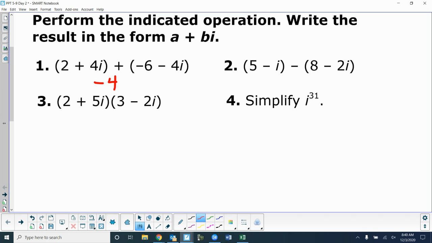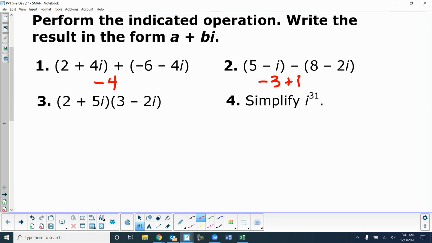How about number 2, Andrew? I got -3 plus i. Good. 5 minus 8 is -3, -i plus 2i, because it's minus a negative, would be 1i. Kind of hard to tell that that's an i.